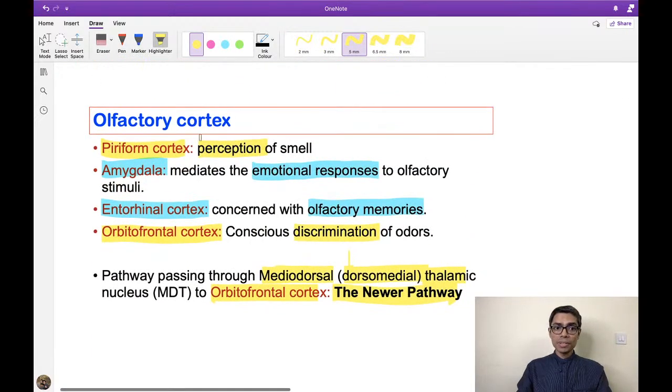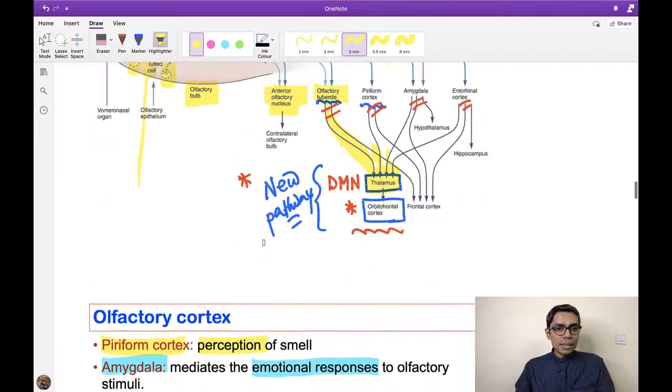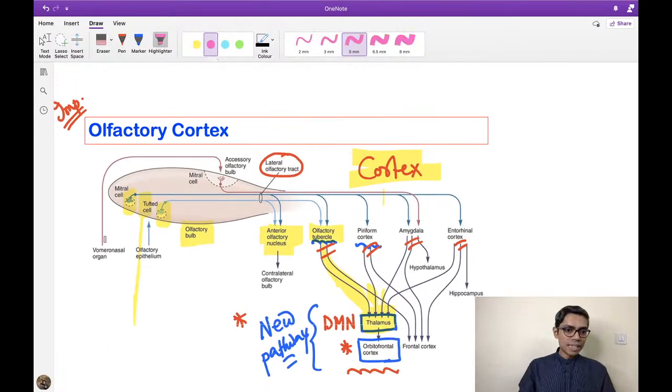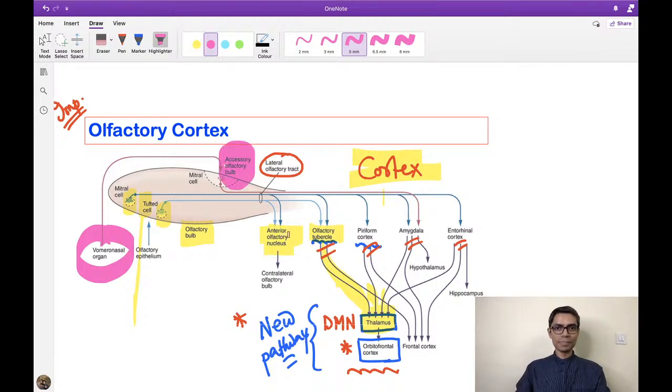For MCQ purpose, the functional areas of this cortex are very, very important. Now, if I look back at this diagram, I can find that something is written here. That is nothing but the vomeronasal organ. It is also attached to this olfactory bulb, but this is a special area of the olfactory bulb, which is known as the accessory olfactory bulb, vomeronasal organ.